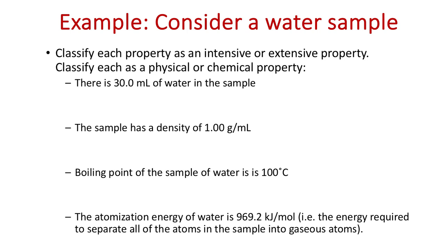Okay, so let's think about water for a minute. Let's imagine we have a sample of water, say 30 milliliters of water in a container. Let's try to classify each property as intensive or extensive, and then as a physical or some sort of chemical property of the substance. Just the very fact that we know we have 30 milliliters of water, this volume, is that intensive or extensive? Extensive. Yeah, it's just telling us how much we have.